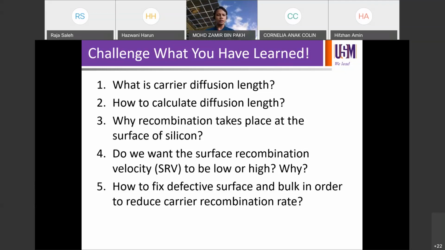Third one, why does recombination take place at the surface of silicon? Cornelia, internet connection is not okay. That's all right, no problem. Okay, why does recombination take place at the surface of silicon? Why do we have surface recombination in this case? I did explain yesterday about the surface recombination. Why do we have surface recombination? Anyone?